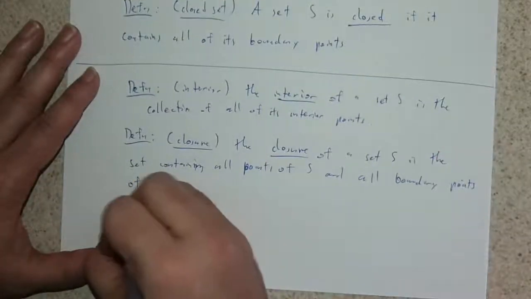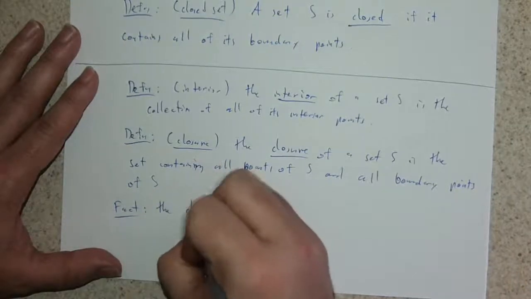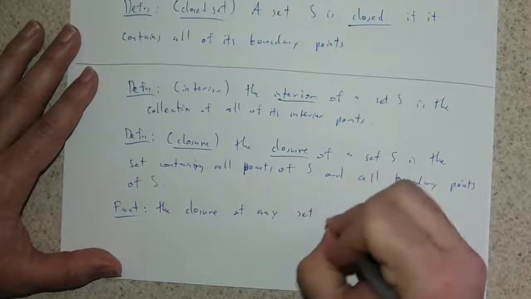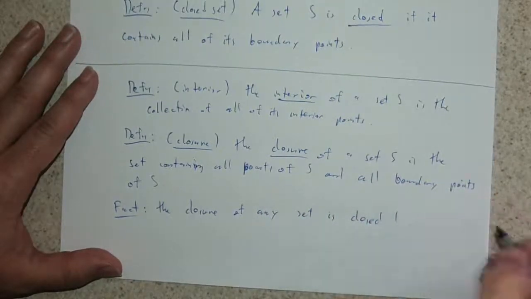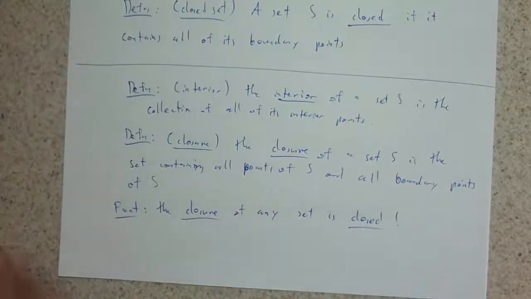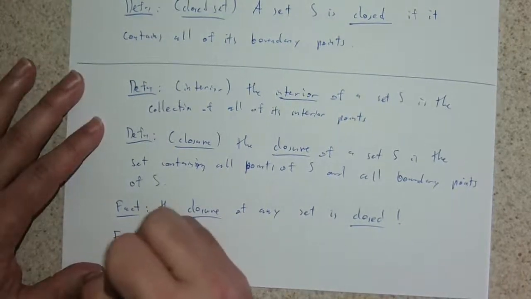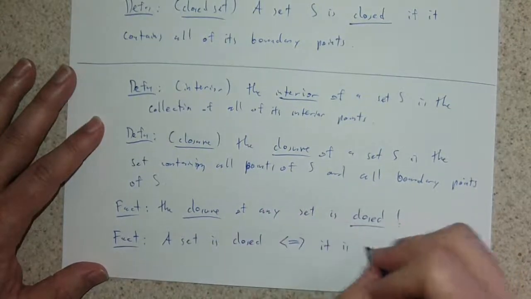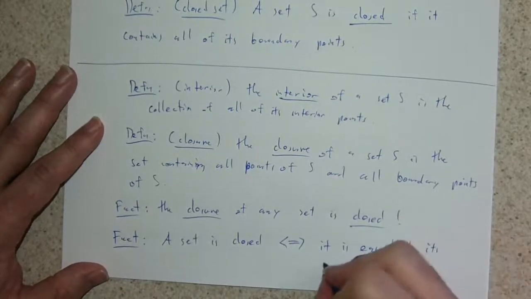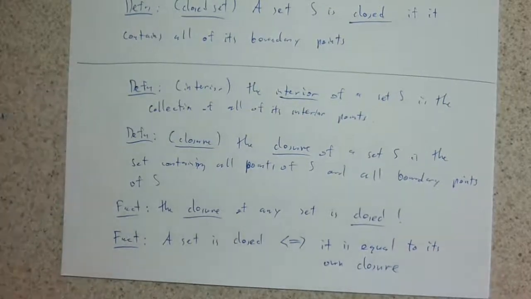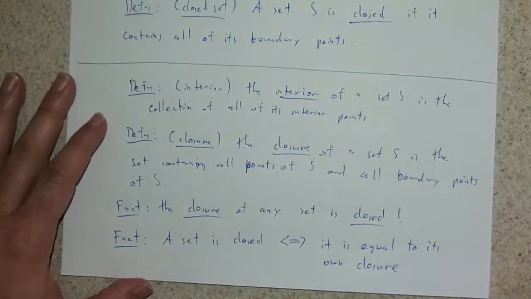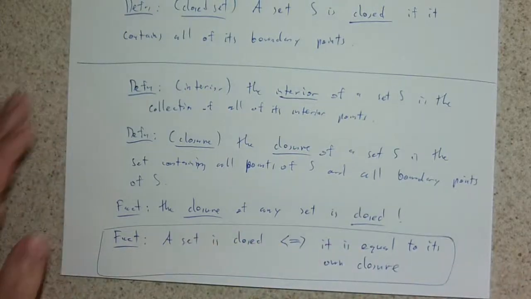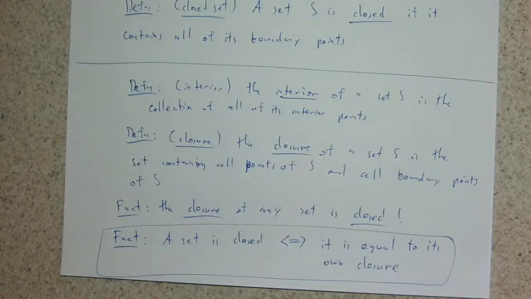And here is a fact. The closure of any set is closed. Here's another fact. A set is closed if and only if it is equal to its own closure. If when you consider the closure of a set, it's actually just the set itself, then it already contains all of its boundary points, and so it is a closed set. Similarly, a set is open if and only if it's equal to its own interior.